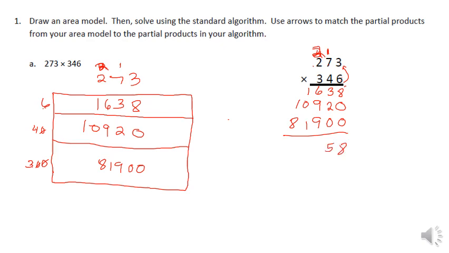Now we add them up. We have 8, 5, 9 is 18, and 6 is 24. Carry our 2. We have 1, 2, and 2 is 4. And 8 and 1 is 9. So we have 94,458. If you're using the area model, if you line them up properly here, you can add them up.